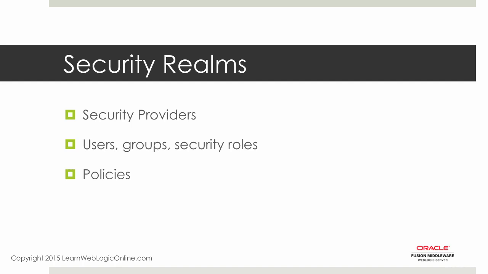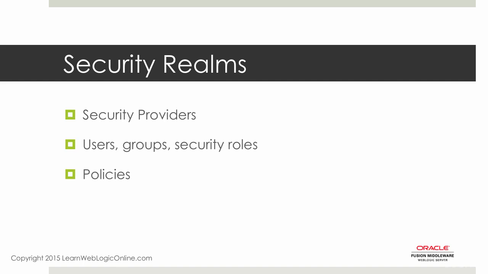Within a security realm, we can define security providers, users, groups, roles, and policies. All of these are used to secure WebLogic resources, whether it's an application or a data source or a JMS server. This is essentially the security infrastructure for protecting those resources. In order for a user to access a WebLogic resource, that user must be defined in the security realm.